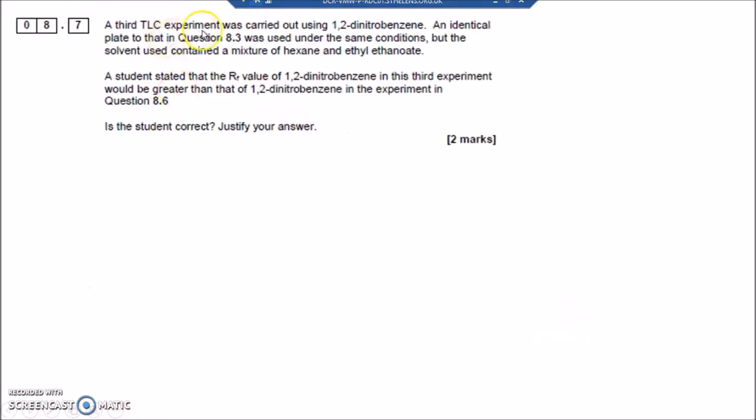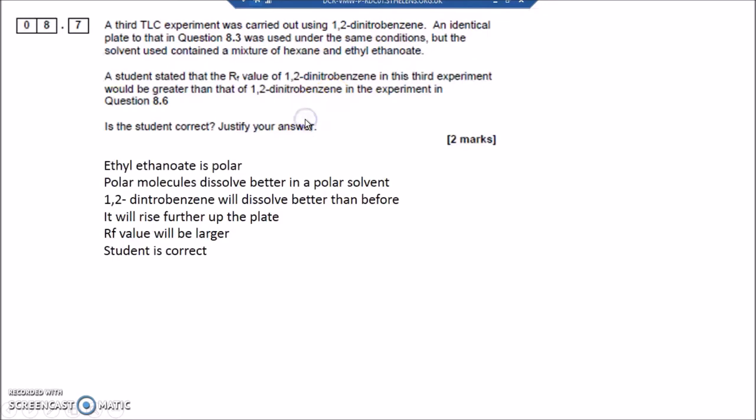A third thin layer chromatography experiment was carried out. An identical plate was used under the same conditions. The student stated that the RF value of 1,2-dinitrobenzene in his third experiment would be greater than before. Is the student correct? So, the solvent that they're using is ethyl ethanoate. Now, ethyl ethanoate is an ester. It's got C double bond O bonds in there. It's got polar bonds within it. So the ethyl ethanoate is polar.